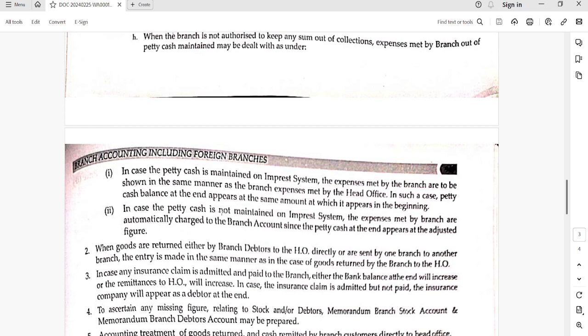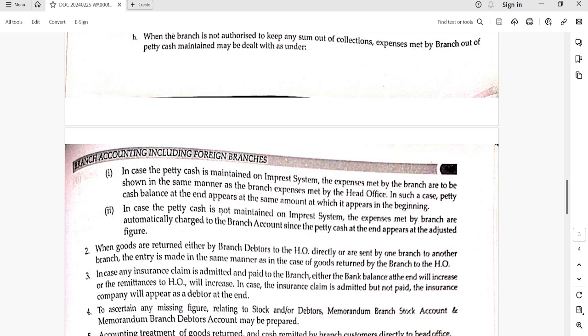In the very first case, your opening and closing balance of petty cash remain the same, because you are maintaining the imprest system, and any expenses there, you need to just record as to bank account. And in the second case, when you are maintaining the petty cash other than the imprest system, then all the branch expenses made by the branch will be debited to the branch account, okay. That is what is written. Now, when goods are returned either by the branch debtor to the HO directly or sent by one branch to another branch, they are treated in the same manner as the case of goods returned by the branch to the HO.